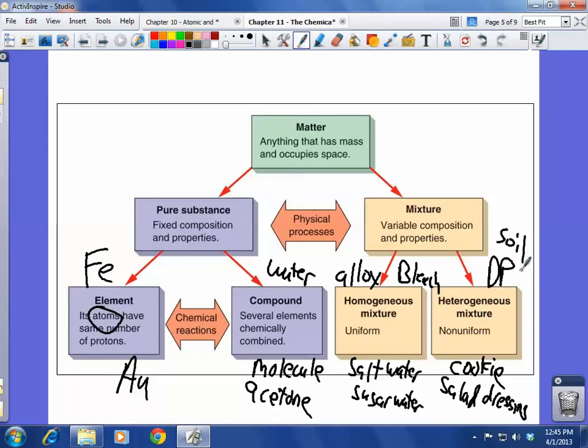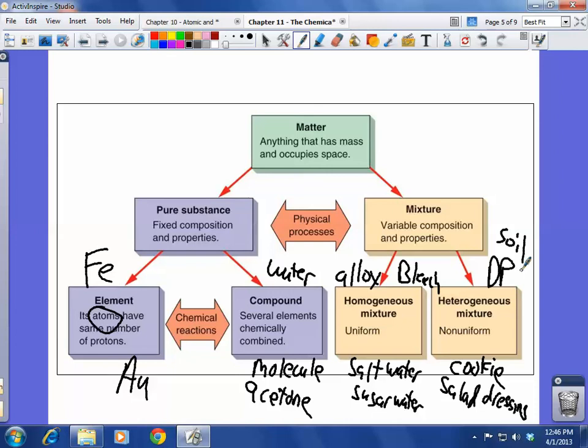Okay, I got a kind of tricky one for you. What about the air in this room? Homogeneous mixture. Told you it was tricky. Okay, no. Well, let's think about the air in this room. You're on the right track because it's definitely a mixture of oxygen, nitrogen, carbon dioxide, maybe a little argon. Okay, let's say I turn off all these lights in here and turn on a flashlight.